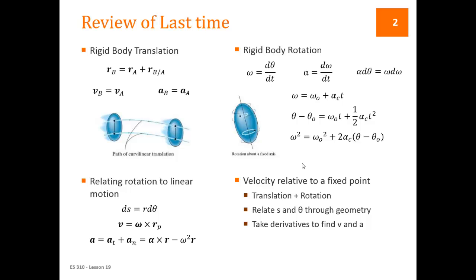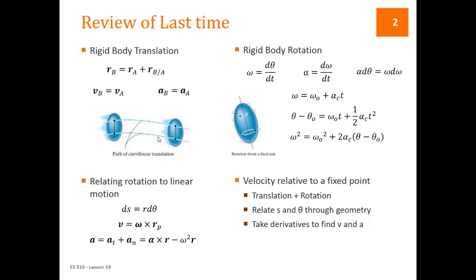The topics for today are linked to the topics from last lesson, so we need to review a little bit of what we looked at last lesson. We started rigid body motion last time, and we looked at both translation and rotation. In translation, the position of point B is equal to the position of point A plus the relative position between point B and point A. If we take the time derivatives of that, we find that the velocity of points A and B are the same, and the acceleration of points A and B are the same.